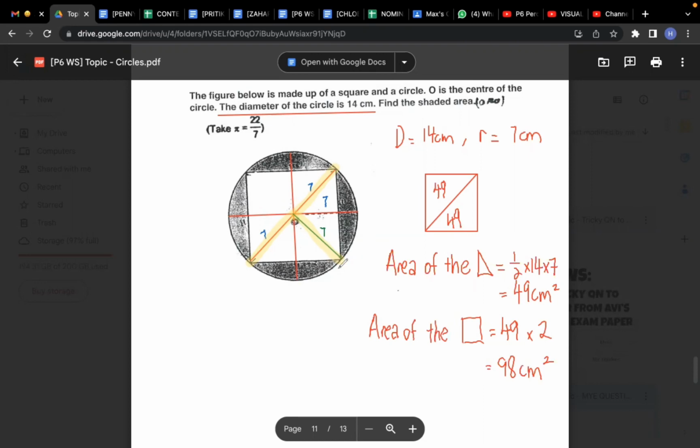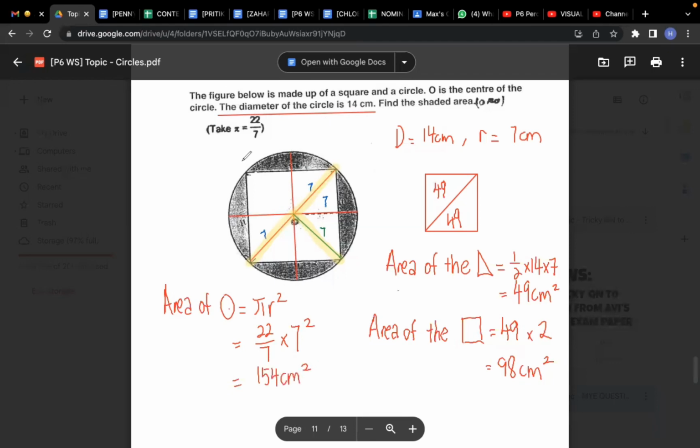Now, the next thing we want to do is find the area of the circle. The area of the circle equals pi r square. Since I know pi is 22/7, I'm going to use that, and r being the radius, which is 7, to the power of 2. So we do 22/7 times 7 to the power of 2, and that gives me 154 centimeters square.